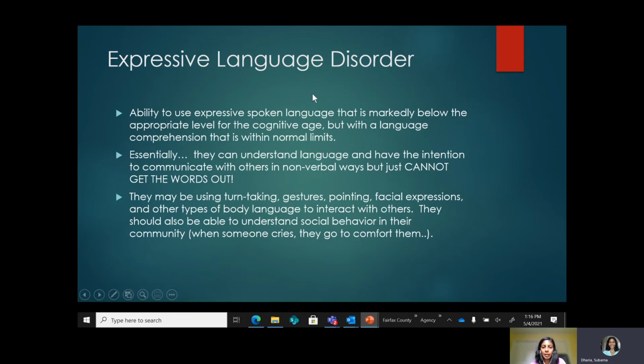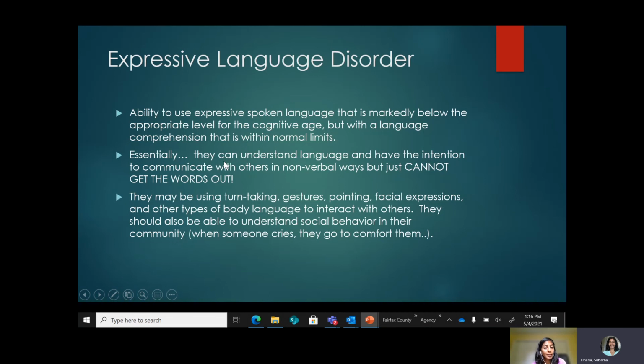So many parents come to us worried about their child not being able to talk. As you can probably imagine from watching that video, there's usually so much going on behind the scenes for a child who may just have a delay in their expressive language because they still have that language comprehension typically. So that means their ability to understand language is still within normal limits.